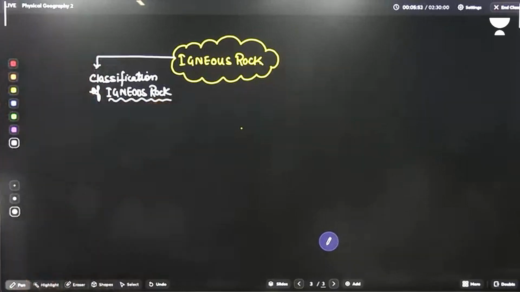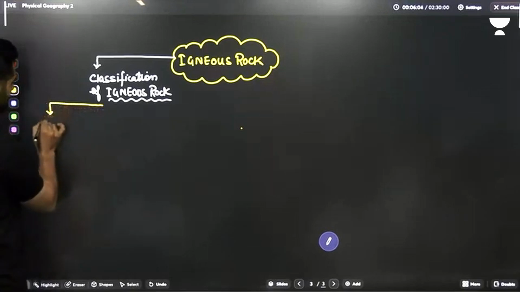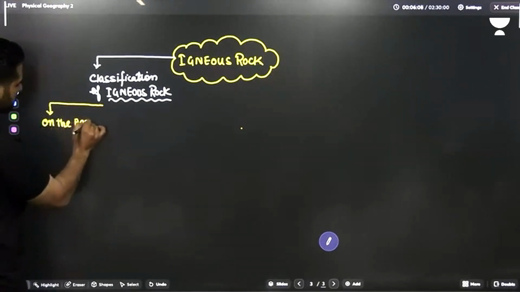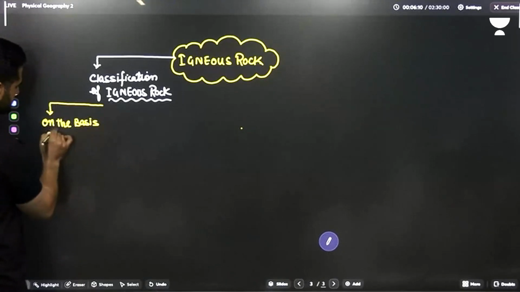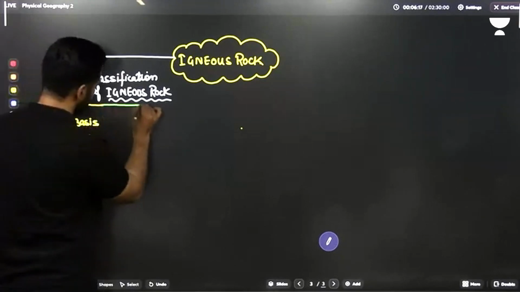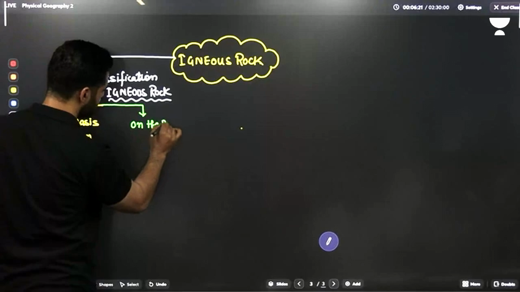Fine? जितना भी इसमें लिख रहा हूँ सब कुछ उसमें mention है with many more further examples. Okay. When we talk about the classification, classification is on the 3 parameters. What is one? On the basis of location. Good. दूसरा मैंने कहा था on the basis of chemical composition. Very good.